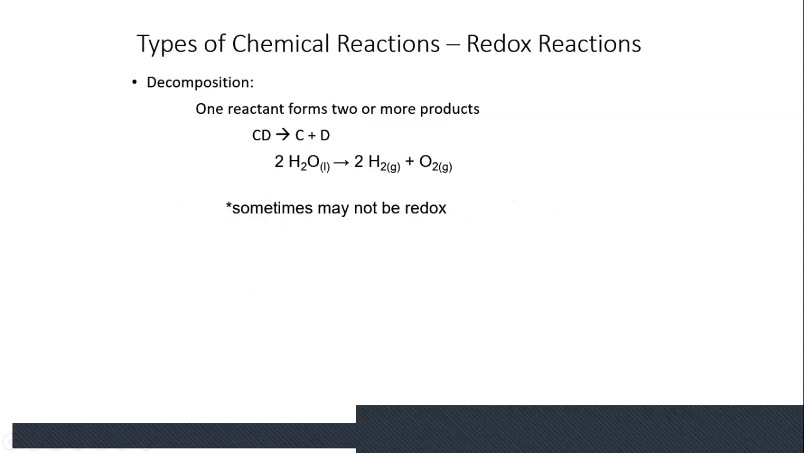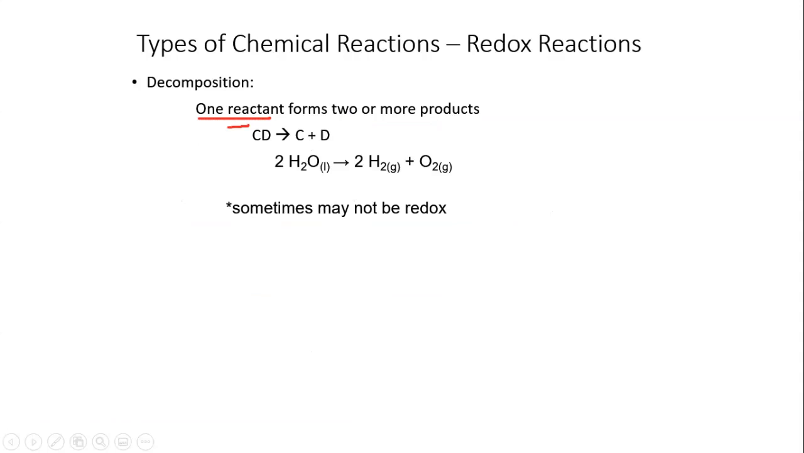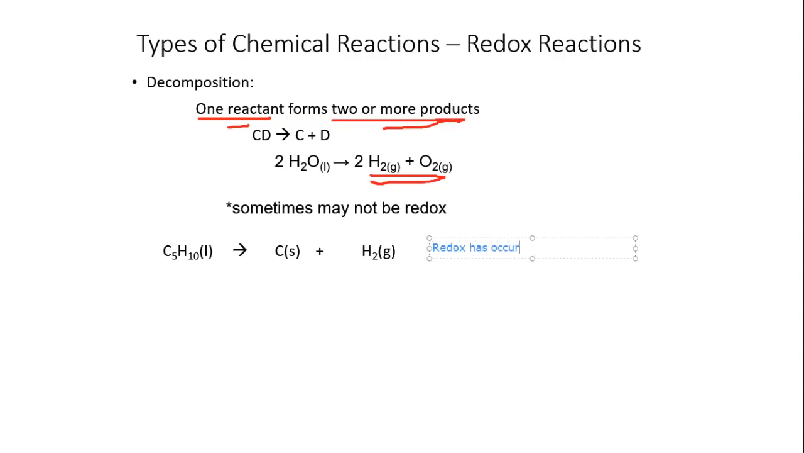So decomposition is the opposite of synthesis. Here the key characteristic is one reactant forms two or more products. And if your products are elements, then redox has definitely occurred. If your products are not elements, redox may or may not have occurred. So we look at the decomposition of pentane. It decomposes into carbon and hydrogen. Here, since we produce elements, redox has occurred.